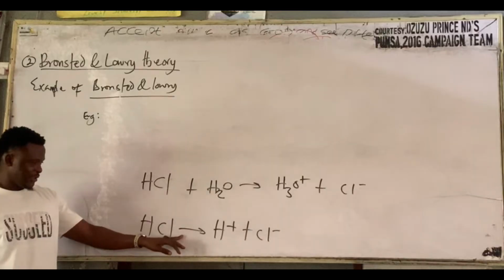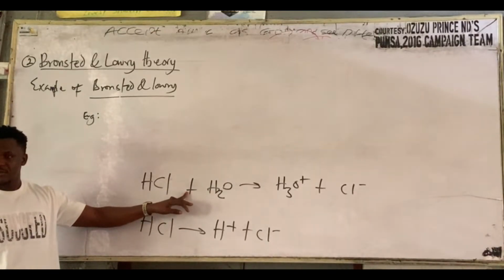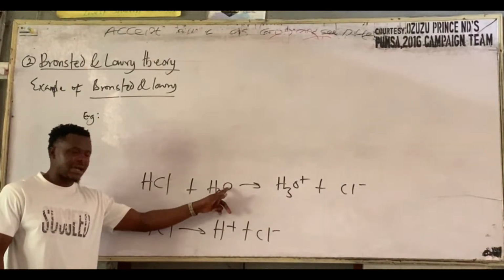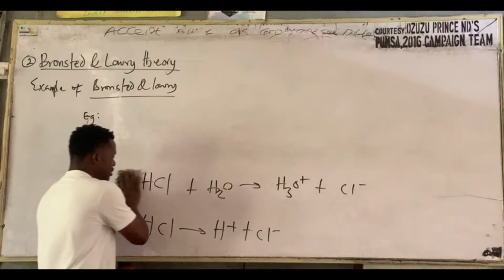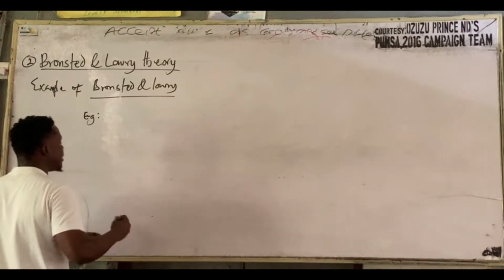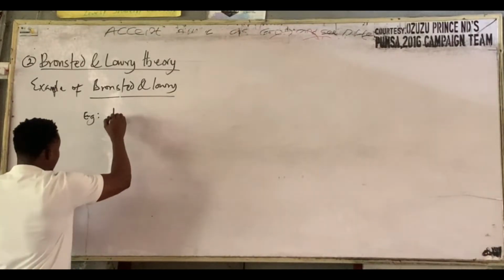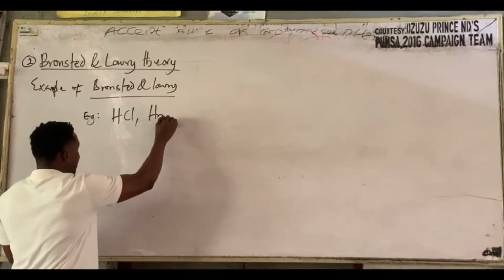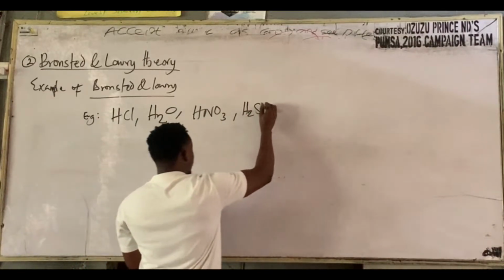This one is according to Bronsted, and this is according to what? So without water, this one can still function as a what? As an acid. So take note of that. Examples of Bronsted acids: all the acids I gave under Arrhenius acids can absolutely be classified here. We have HCl, even water, even HNO3, even H2SO4.